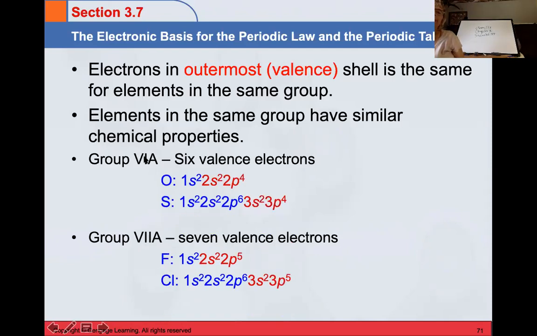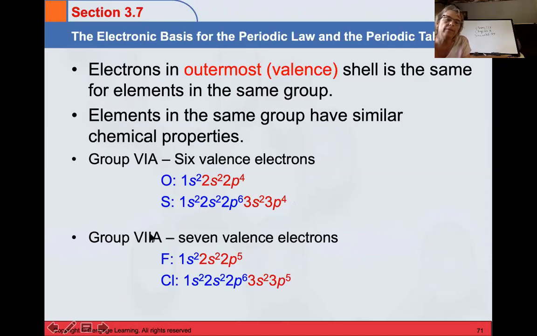If we look at group 6A, we can see that there are 6 electrons in the outermost shell, the outermost shell being shell 2. 2 plus 4 is 6. The next period down, period 3, in group 6 would be sulfur. And sulfur also has 6 electrons in the outermost shell, that shell being shell 3 now. 2 plus 4 is 6.